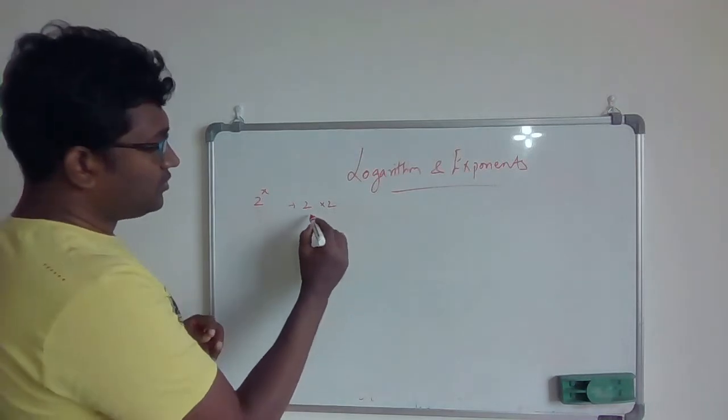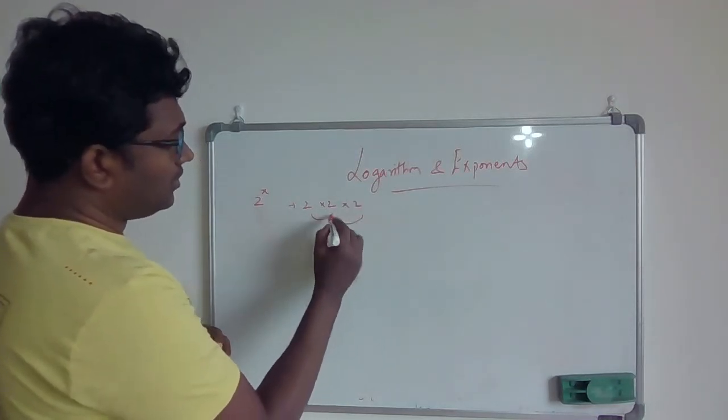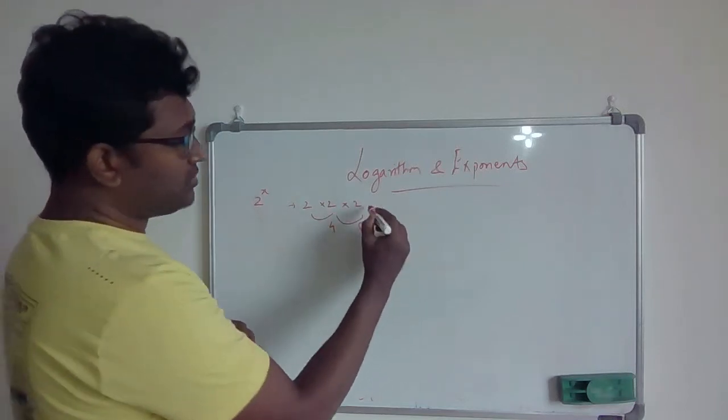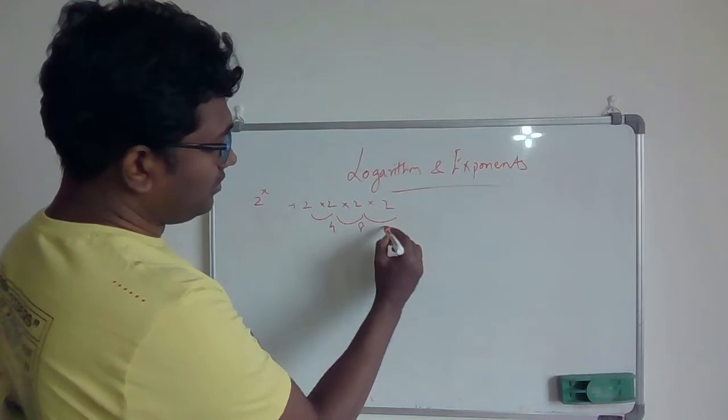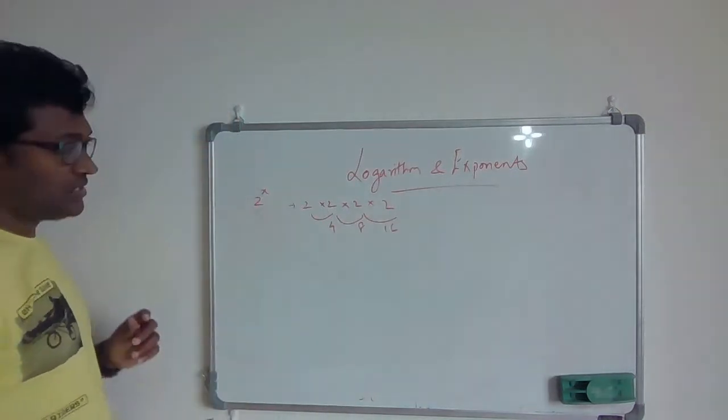So 2 to 4, 4 to 8, then 8 doubles and becomes 16. So basically we are doubling, because that's what the exponential means.